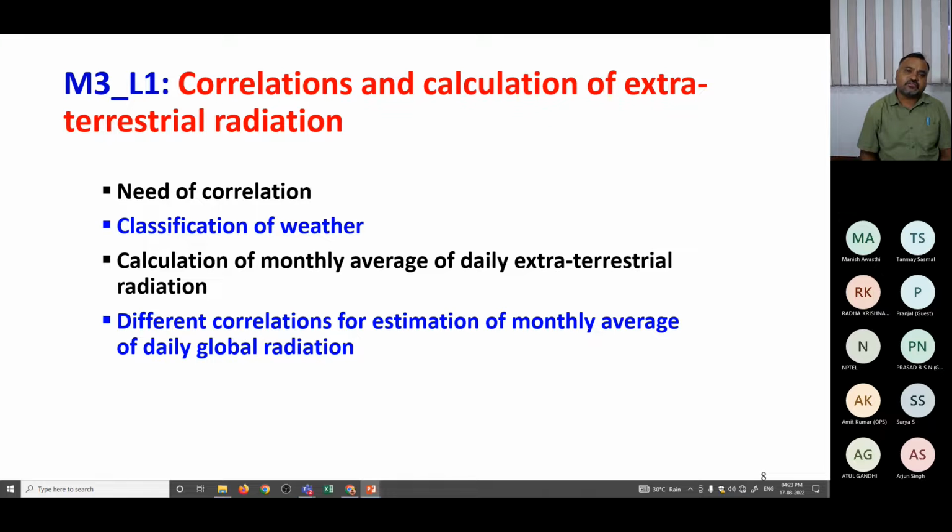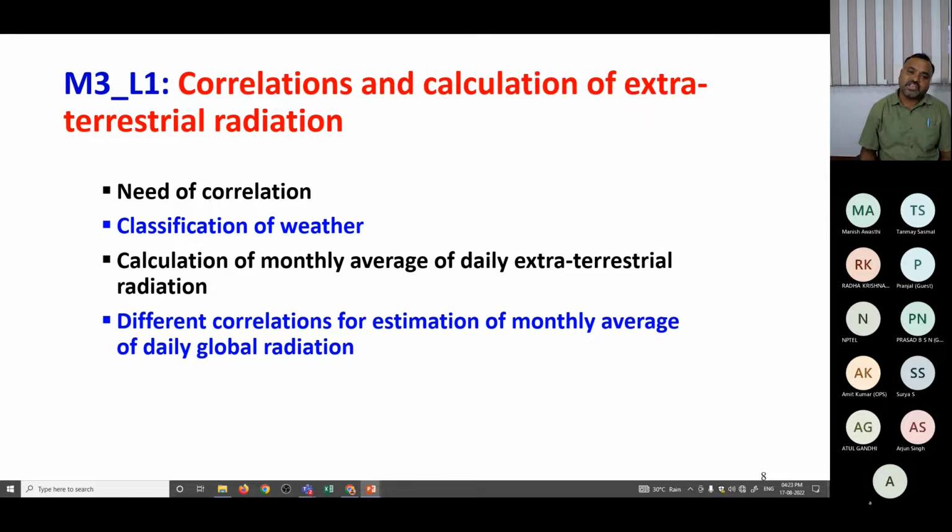Then classification of weather, calculation of monthly average of daily extraterrestrial radiation, different correlations for estimation of monthly average of daily radiation. So these all are required. And see, why are these kinds of correlations required? Why can't a single correlation solve all these problems? This is not possible.